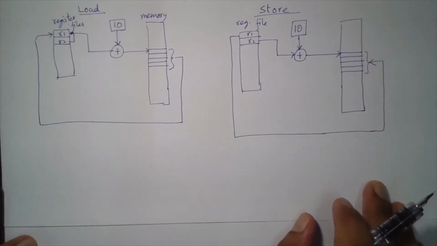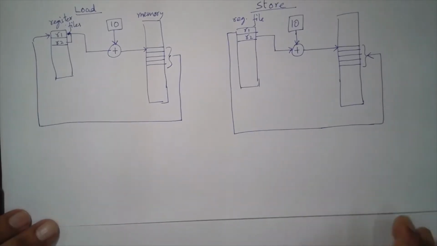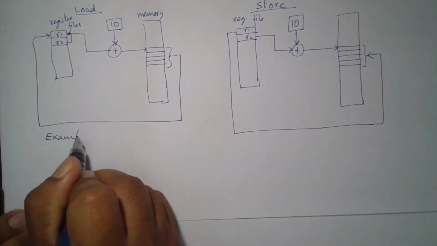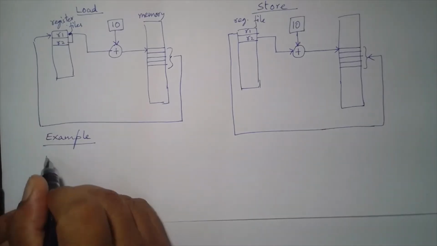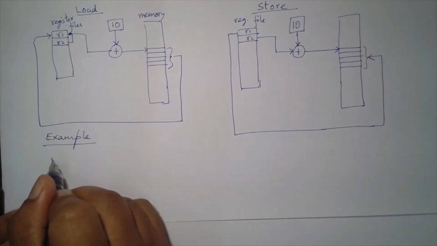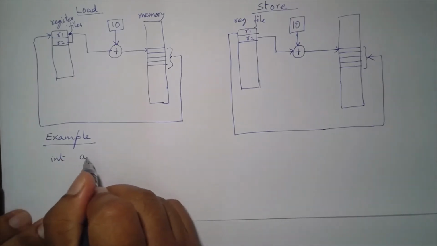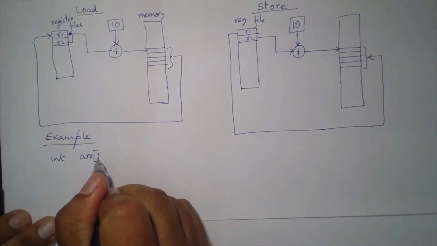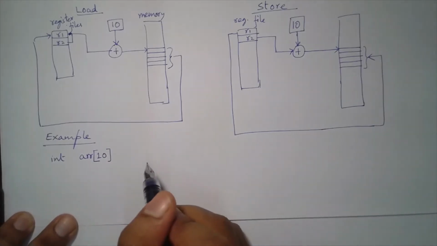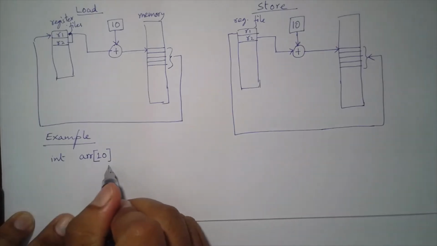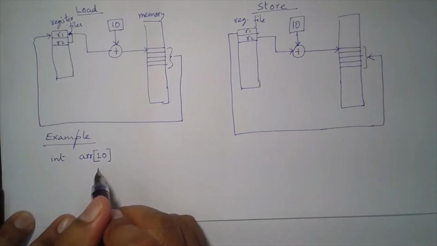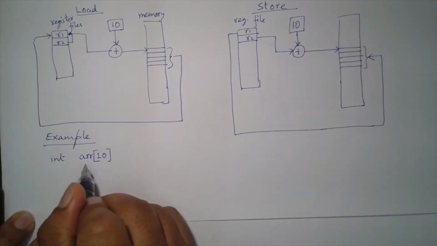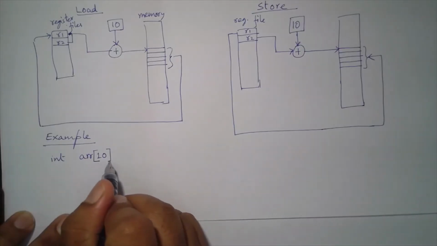So, an example of an array. Let's look at a high level description of an array. So let's say I have an integer array named ARR, and it has 10 elements in it. So what does this mean? Now I have an integer array and it has 10 elements. That means for each integer I need 4 bytes. So to store this array I need 4 multiplied by 10, 40 bytes.